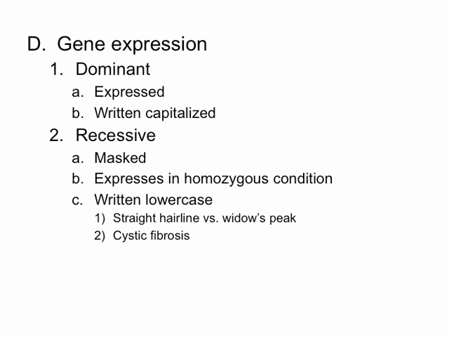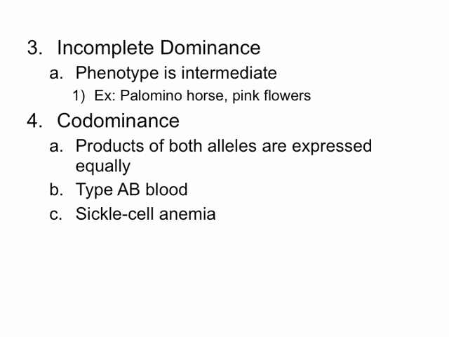Now, when we look at the way that genes combine themselves, we can have something called incomplete dominance. That's when our phenotype is intermediate. Recall that the phenotype is what we're going to see. So the example is a palomino horse or pink flowers. So if we take a white horse and a brown horse, we get a palomino horse. If you're not familiar with horses, something that's easier might be a red flower crossed with a white flower will give us a pink flower.